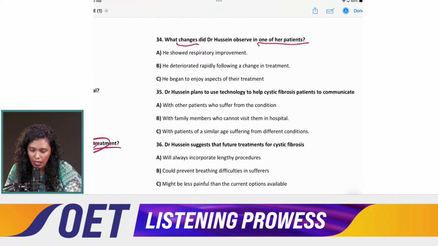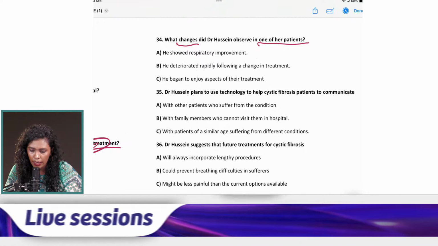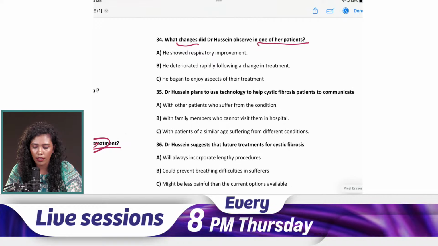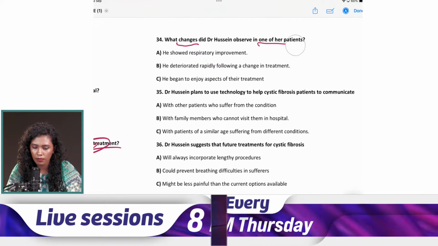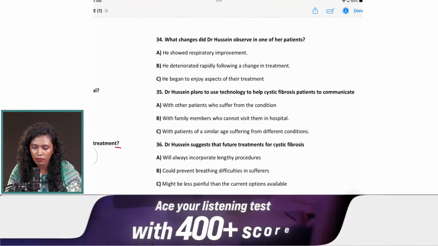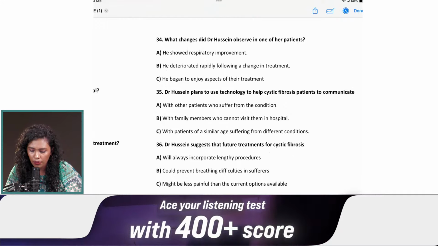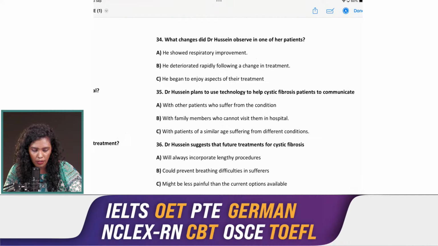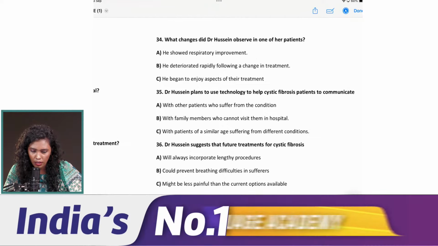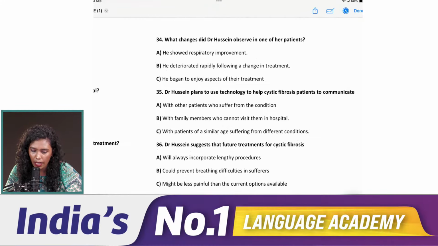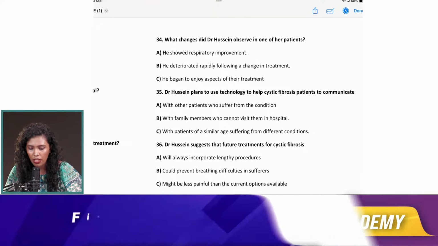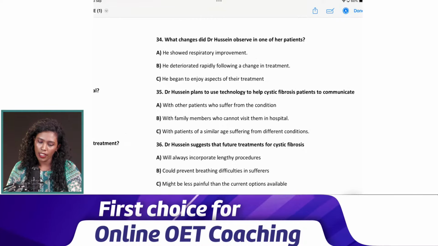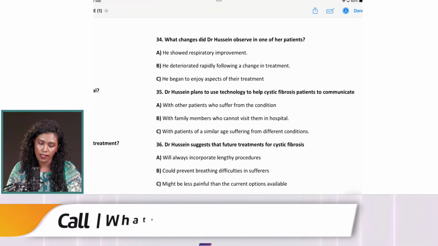So Dr. Hussain plans to use technology to help cystic fibrosis patients to communicate. So tell me the keyword over here. Which is the keyword? Any particular keyword that you've noticed over here? So here she is planning to use a particular technology which will definitely be helping the cystic fibrosis patient to communicate about a specific thing. What exactly is the same?